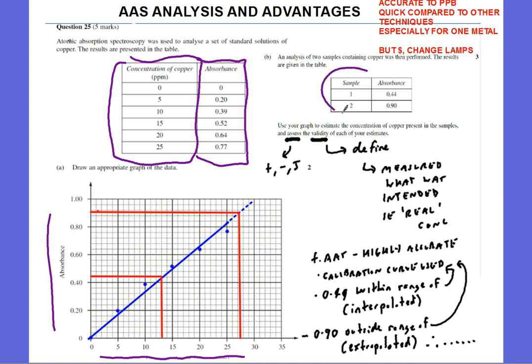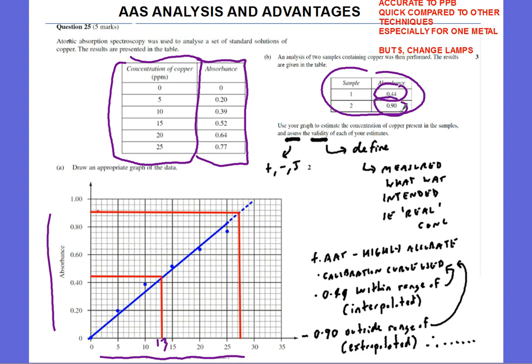Then we can get our unknown samples. We can put our unknown samples in the AAS machine. We don't know their concentration. We can measure their absorbance though, and by measuring their absorbance, and don't forget to put these lines in the HSC, it's very important. This first sample had an absorbance of 0.44. We draw across to our line of best fit and then down again, and that means this first sample had about 13 parts per million copper inside.